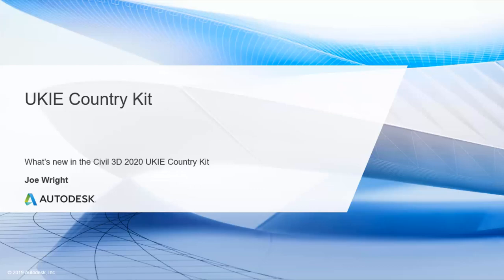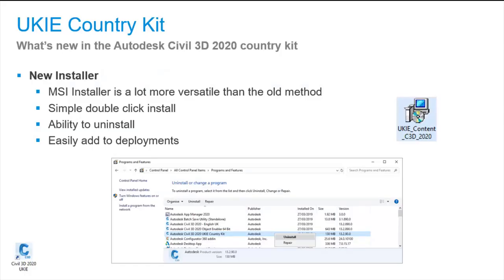The first thing to notice is that all the Country Kits now have a lot simpler method of installation using an MSI installer. This means that for standalone installation, it should be a simple double click to add the Country Kit. This format is also great for deployments and pushing installations out through group policy. Also, it can be uninstalled, which means if anything is accidentally deleted, then a reinstallation is a good quick fix.